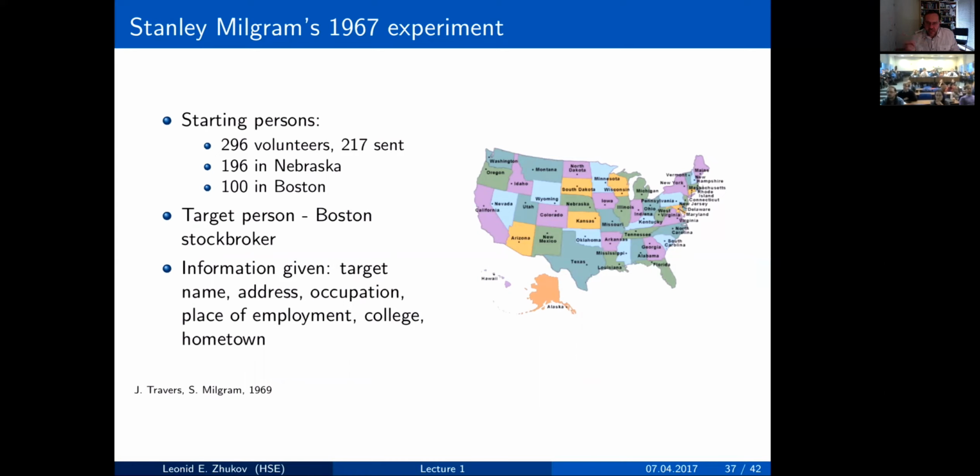And since he was himself from Harvard, he selected a target within the Boston area. And then he found volunteers in Nebraska, which is right there, right? And some volunteers in Boston. The information he gave to the volunteers was, I believe, the person's profession and I think his name, but no address. I mean, there was an address, but you could not use it. So it was just the fact that it's Boston, right? And amazingly, the experiment actually worked.